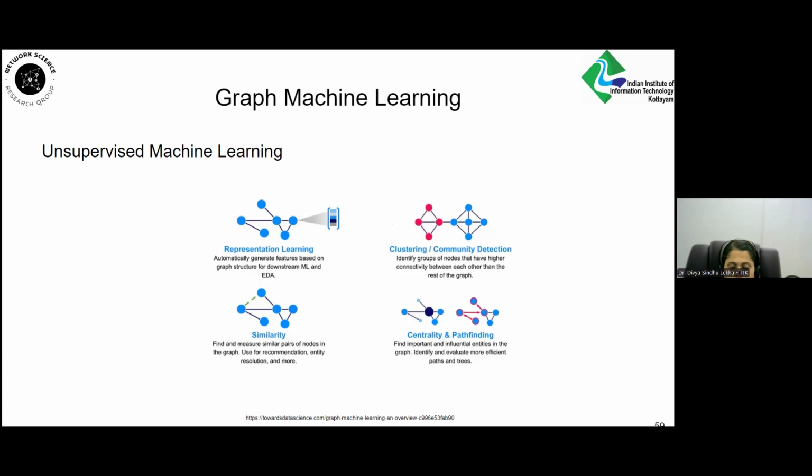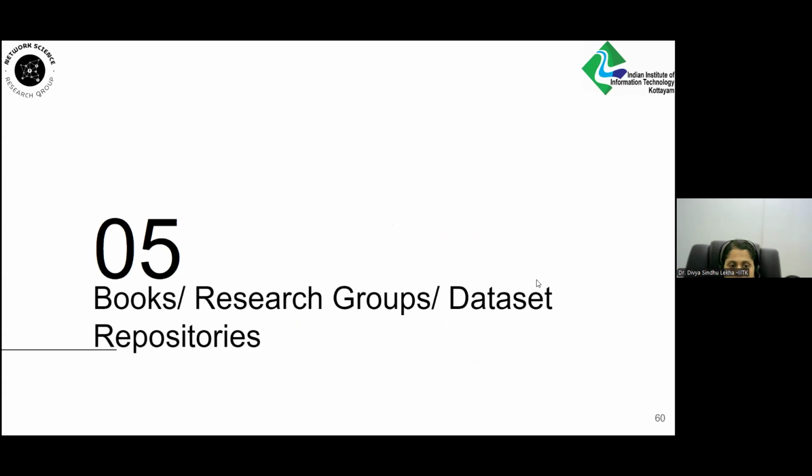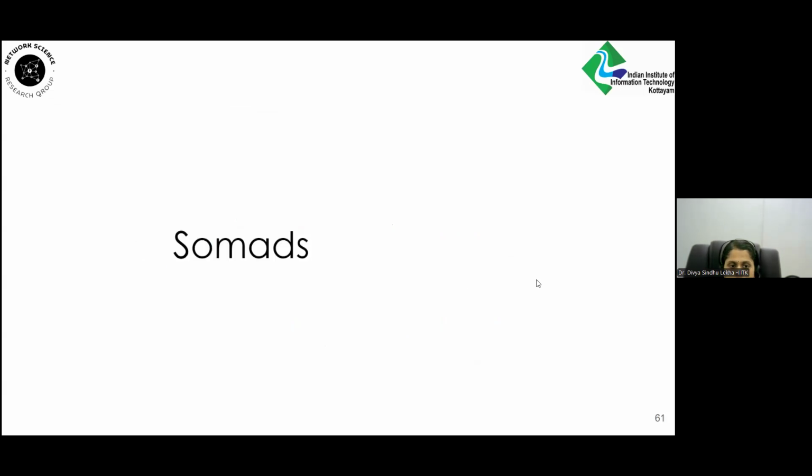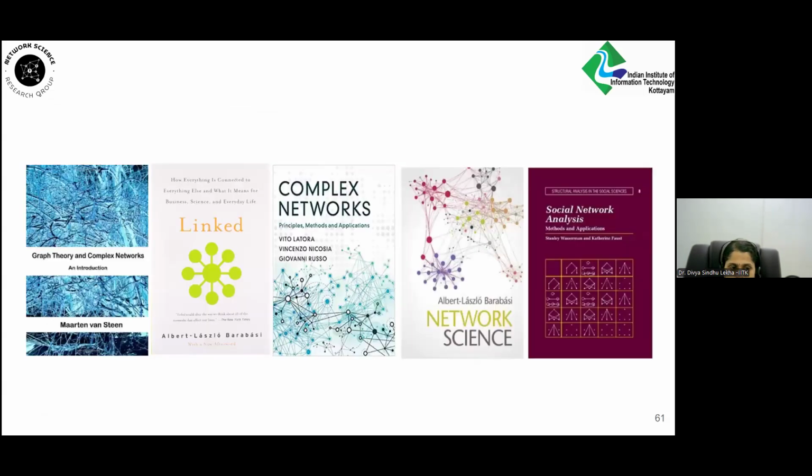Furthermore, someone has asked for a graph machine learning book. Some books I'll suggest. Basically, these are some of the books about complex networks or graph theory, and some of these are actually easy reading books, like Linked, as you can see.